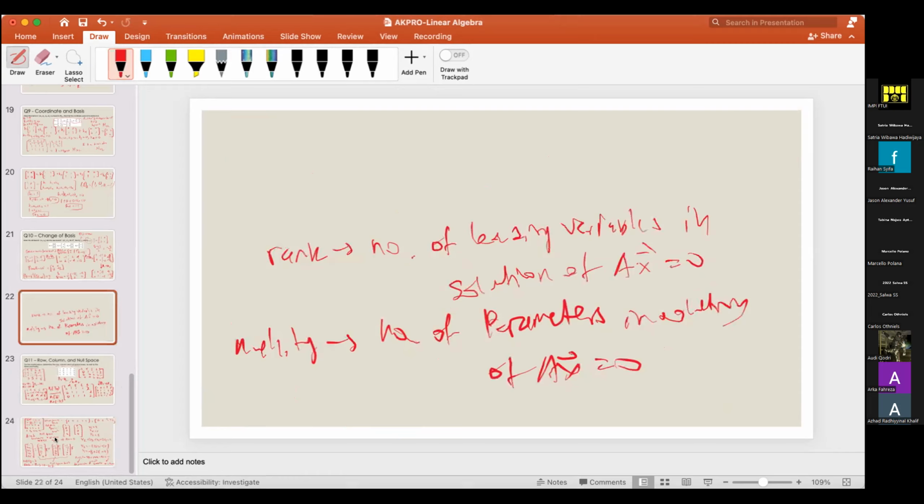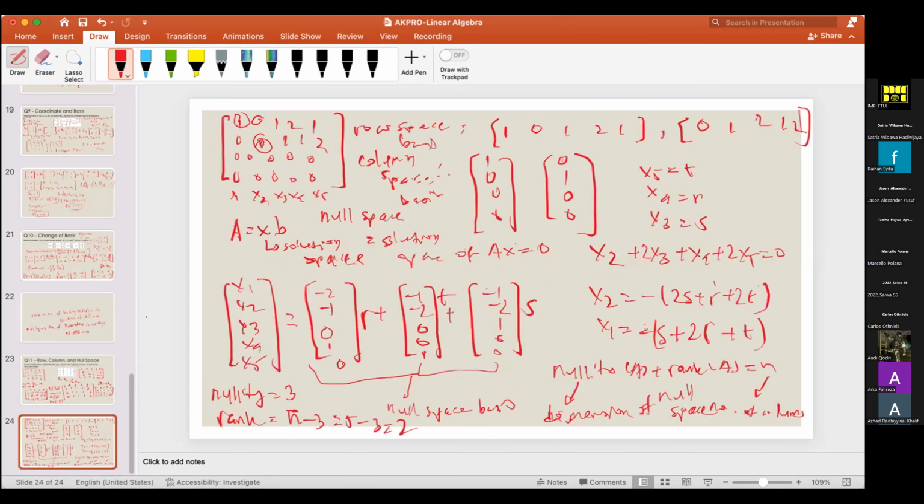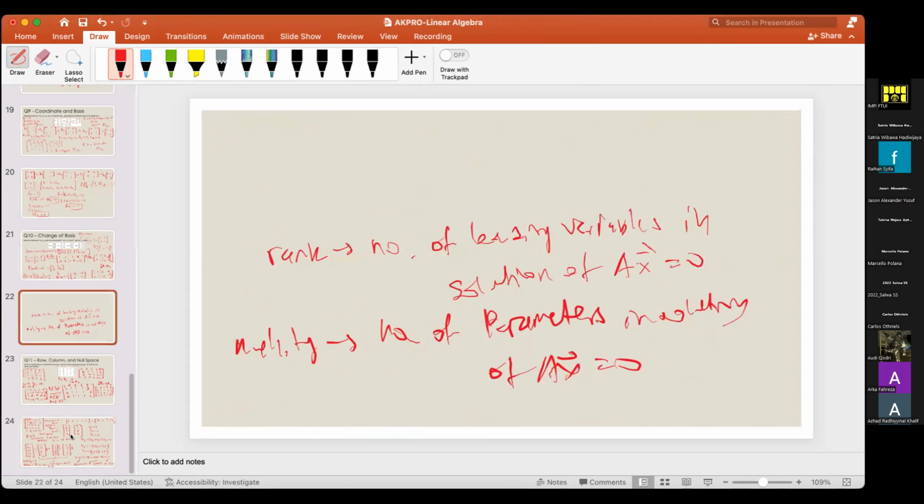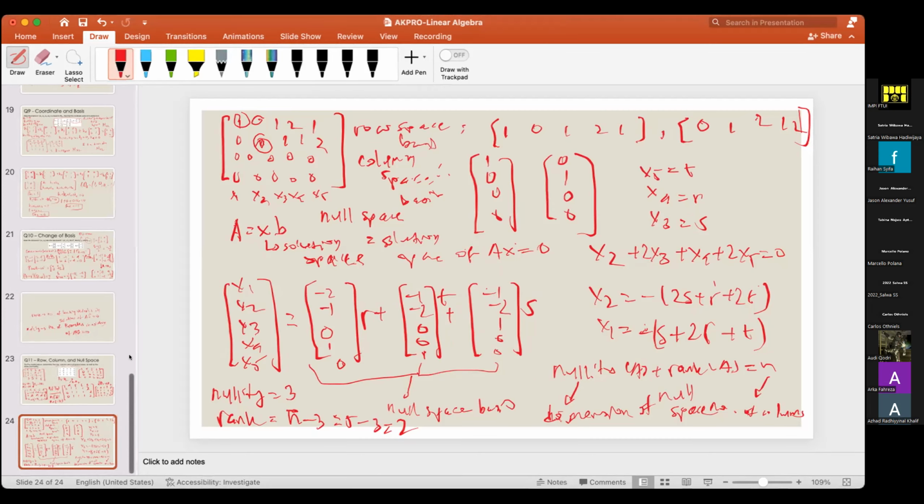And since the rank is the number of leading variables in the row echelon form, and we've proven that we have 2 leading ones, therefore, the rank or the number of leading variables is 2.